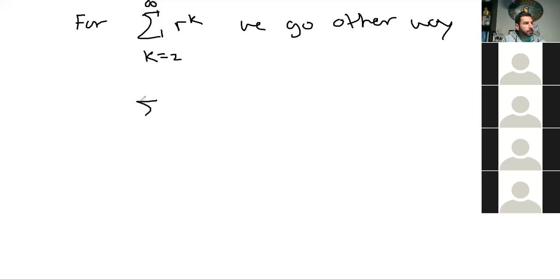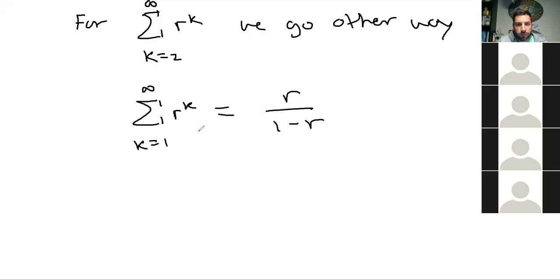Notice that if you start with k equals 1, again, this is r over 1 minus r. Now, we don't want the first term. What's the first term? If I don't want the one term, I have to think of this as, now instead of it being 1, this is r plus this. So I'm taking off the first guy.